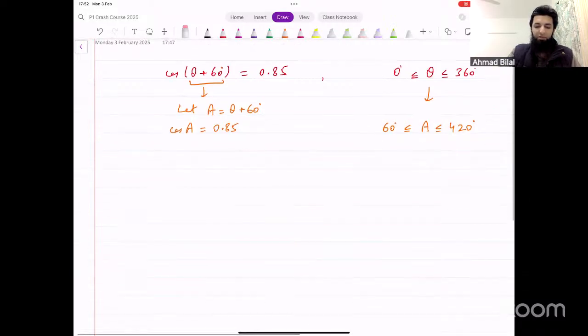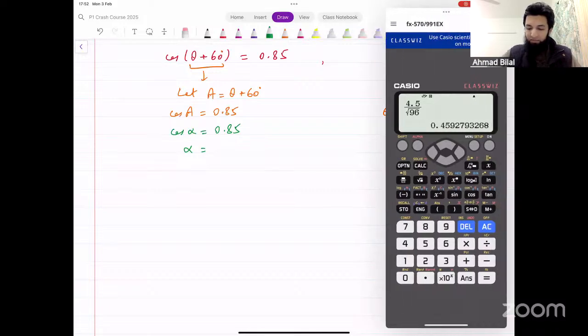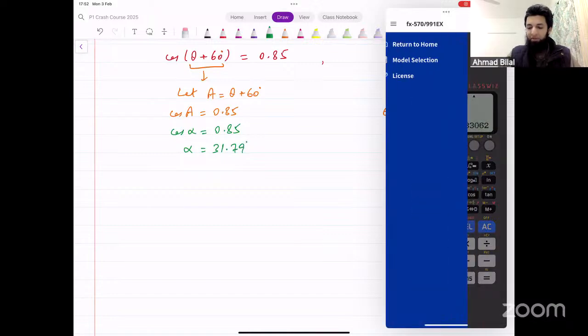Now, how do you solve this equation? You know how to do it. You find the basic angle. First of all, you say cos of alpha equals 0.85. Use your calculator to find the basic angle, cos inverse of 0.85. This is in degrees. Make sure your calculator is in degree mode. Cos inverse of 0.85. What do we get from this? 31.79 degrees. That's the basic angle that I'm getting from this. 31.79 degrees.